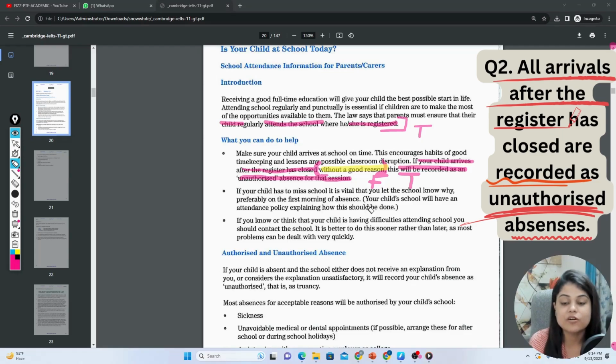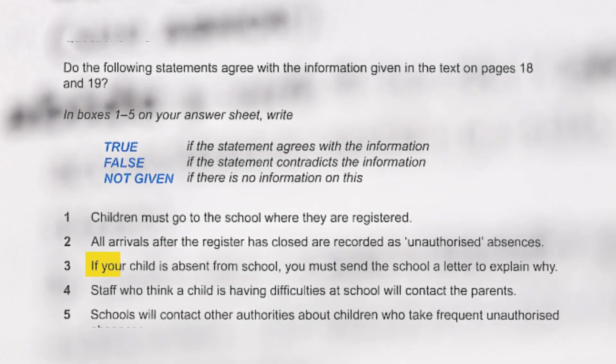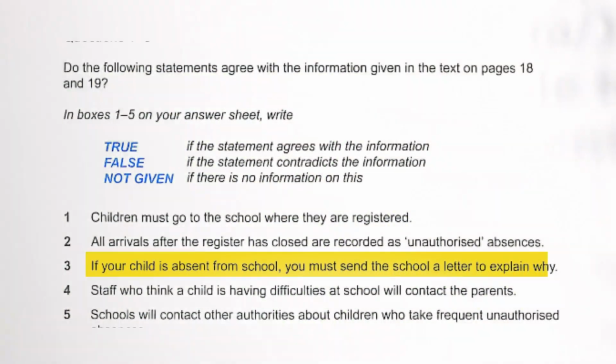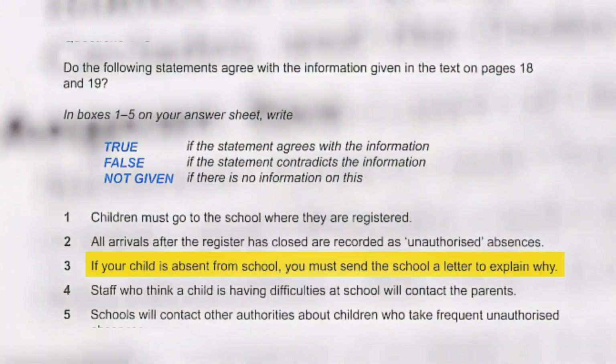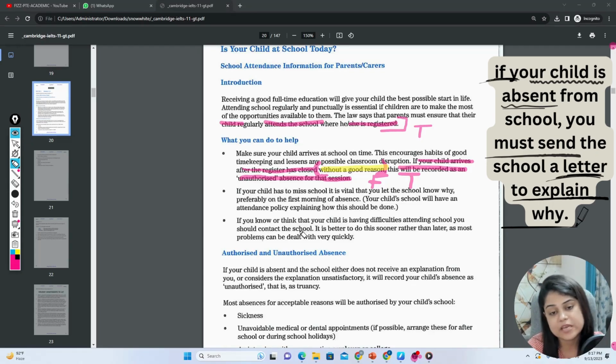Let's move to the third question. Question number 3. The third question over here is: If your child is absent from the school, you must send the school a letter to explain why. Now my keywords here are: child absent, must send letter, explain why. The word explain I can see over here, how this should be done.